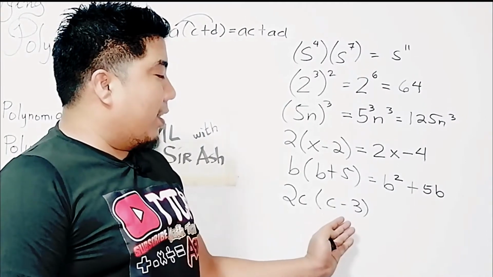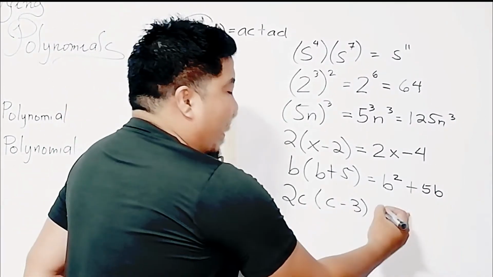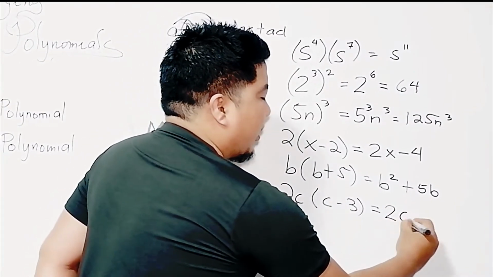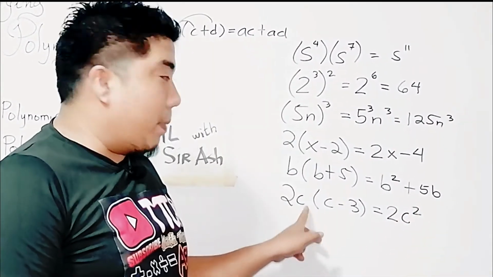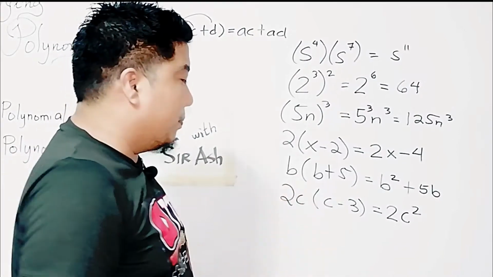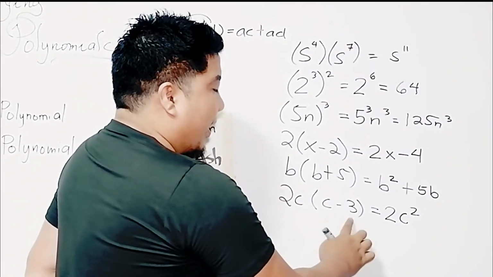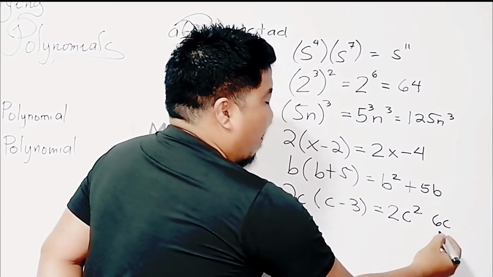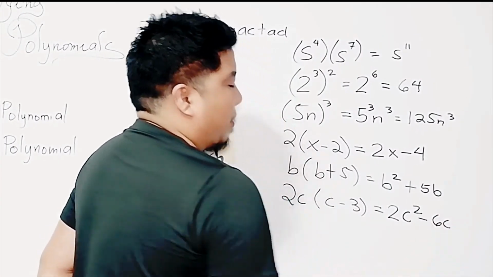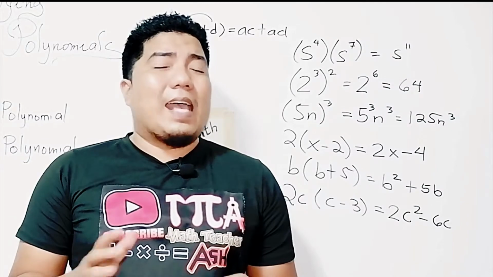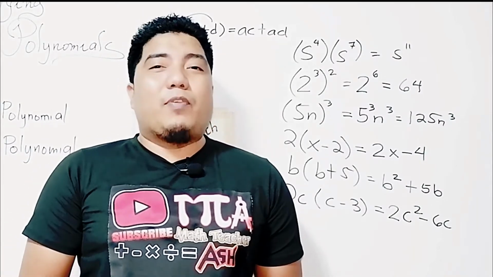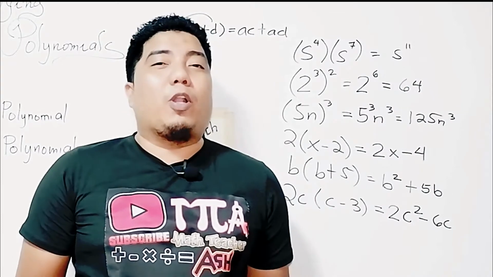Now, let us go to our last example for the monomial to polynomial exercises. 2c times the quantity c minus 3. So, by applying, we have 2c times c. That will give us 2c squared. Same concept as our second to the last example. 2c times negative 3, that will give you 6c. But the sign is minus. So that is how you can apply multiplying polynomials if you have a monomial multiplied to a polynomial.